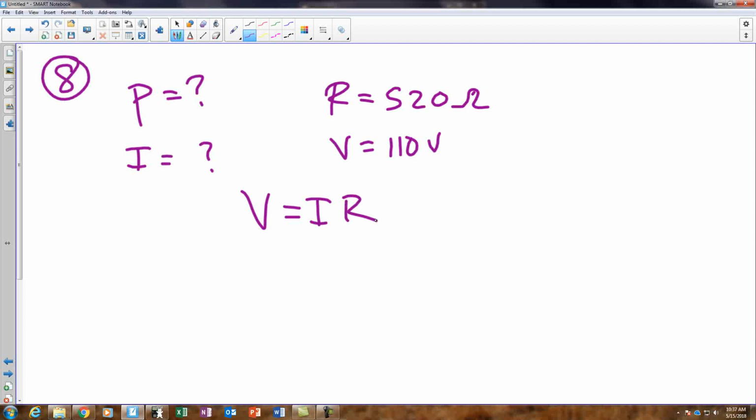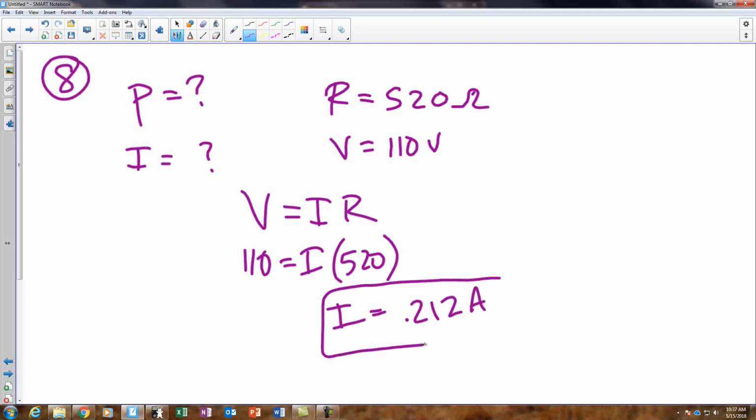So the voltage is 110. The current is, I don't know. And the resistance is 520. We just simply divide, our current comes out to be 0.212 amps. Depending on how you want to do sig figs, there's your current. And then to find power, how am I going to find power?